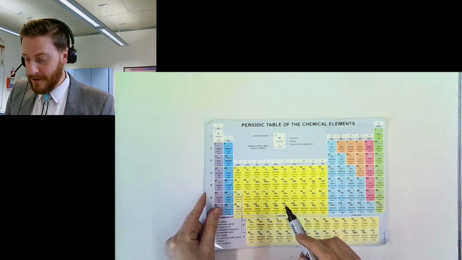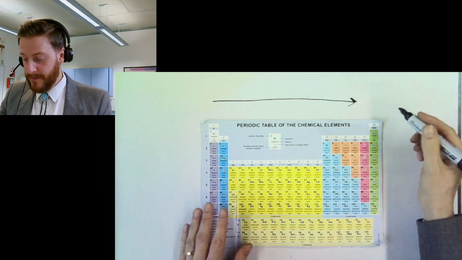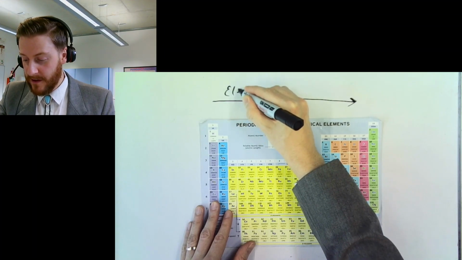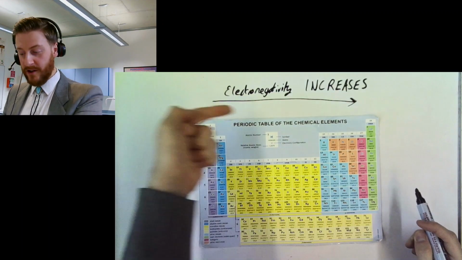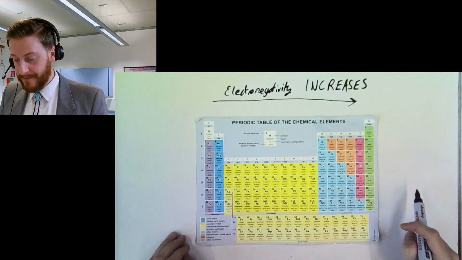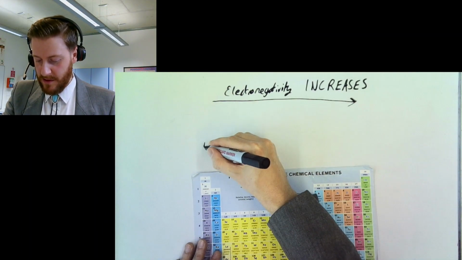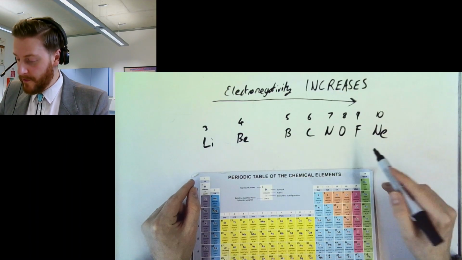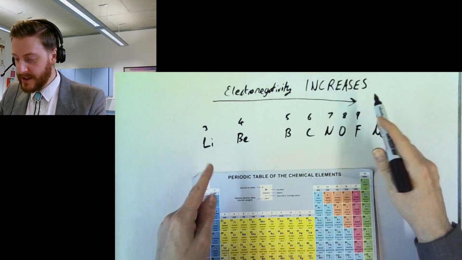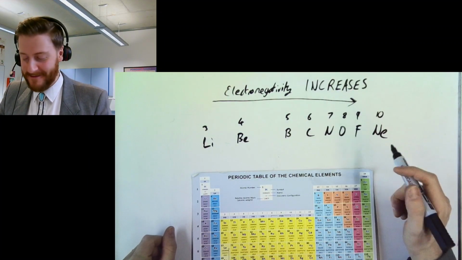The trend in the periodic table is that going across a period, electronegativity increases. Electronegativity increases across a period. Why? Well, let's take our second period again. Across this period of the periodic table, my electronegativity increases. How much it wants electrons increases.